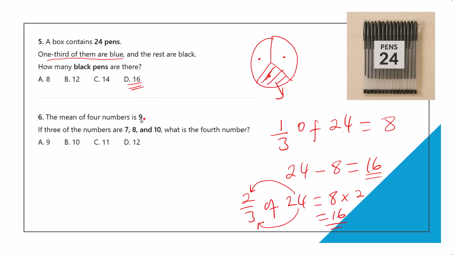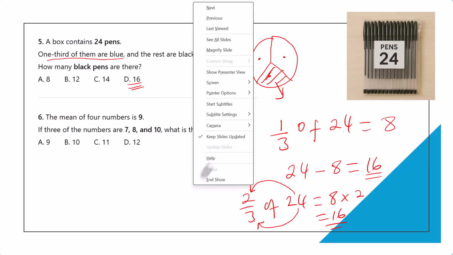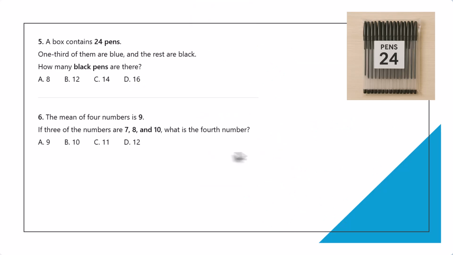The mean of the 4 numbers is 9. How do you work out the mean? This is how we normally work out the mean. To work out the mean, you add everything, and then you share equally. How many numbers have we got? There are 4 numbers altogether. So we're going to need to share by 4. And that should give us the mean, which is 9.